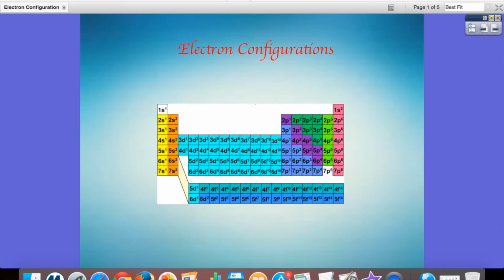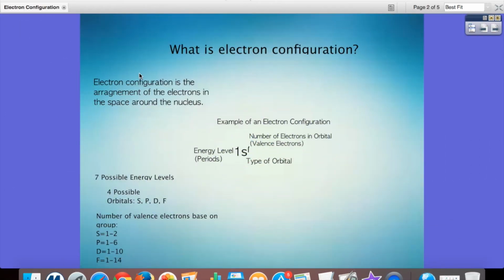Welcome to the electron configurations tutorial. An electron configuration is the arrangement of the electrons in the space around the nucleus. For example, 1s1: the 1 represents the energy level, and it also represents the period; the s represents the type of orbital; and the superscript 1 represents the number of electrons in the orbital, which also represents the valence electrons. And there are 7 possible energy levels, and they're basically the same thing as periods.